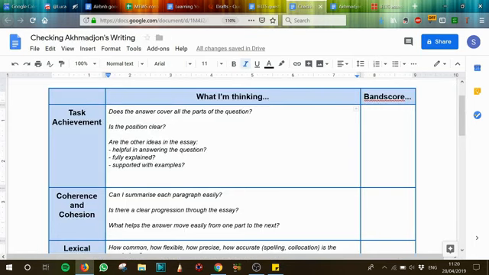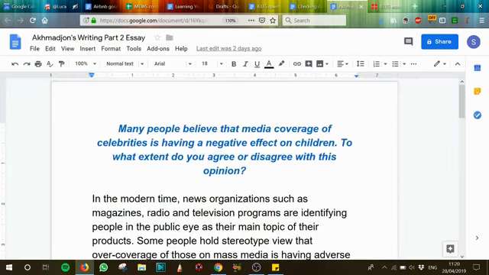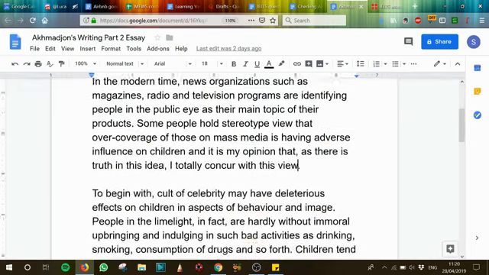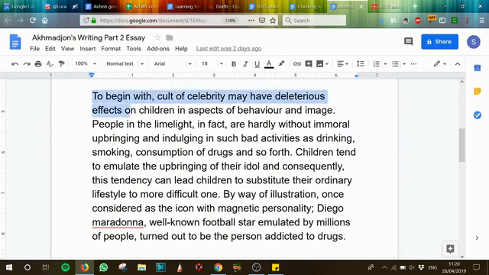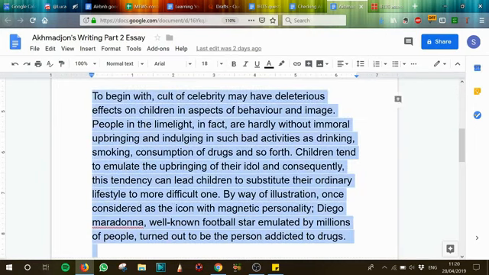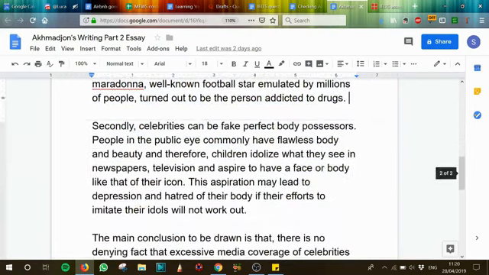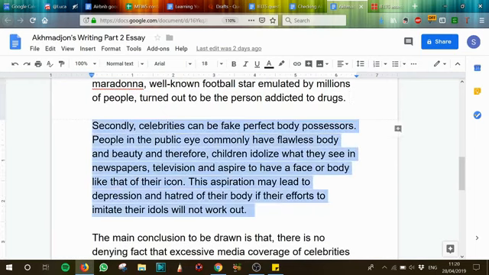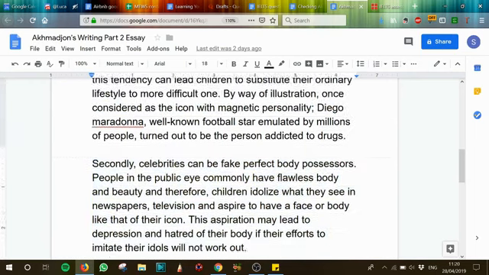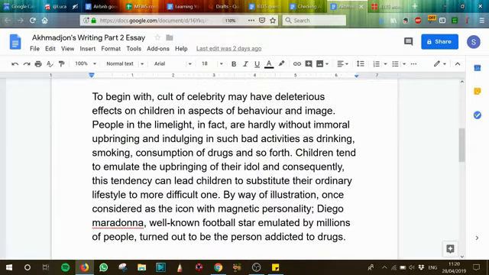We also need to think about the other ideas in the essay. So his main idea is that coverage of celebrities is having a negative effect on children. The other ideas are these two paragraphs here. So the Diego Maradona paragraph and the body image paragraph. So these two paragraphs are the ideas that support his main idea.